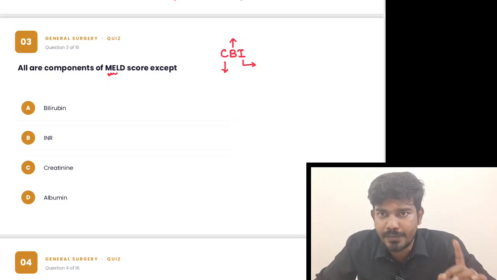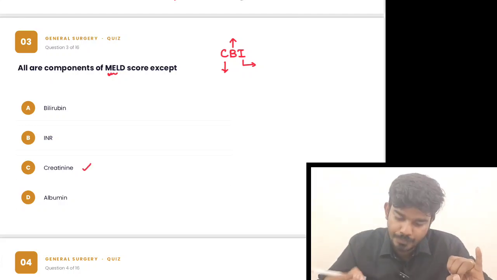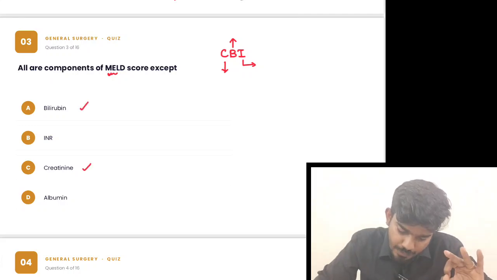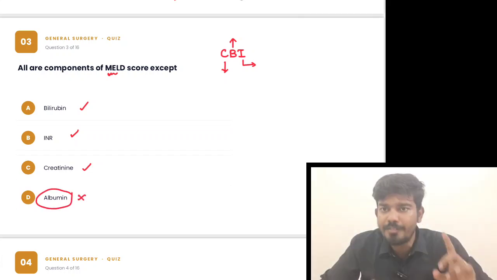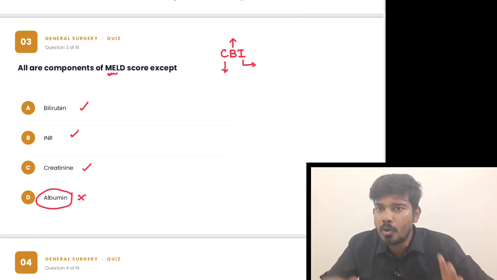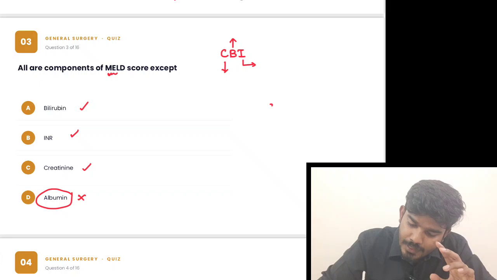End stage liver disease, the MELD score. MELD score, C for creatinine, B for bilirubin, I for INR. So which is not a component? Albumin. It is not a component of the MELD score. We have seen the MELD score, in the same way we are going to see the Child-Pugh score.